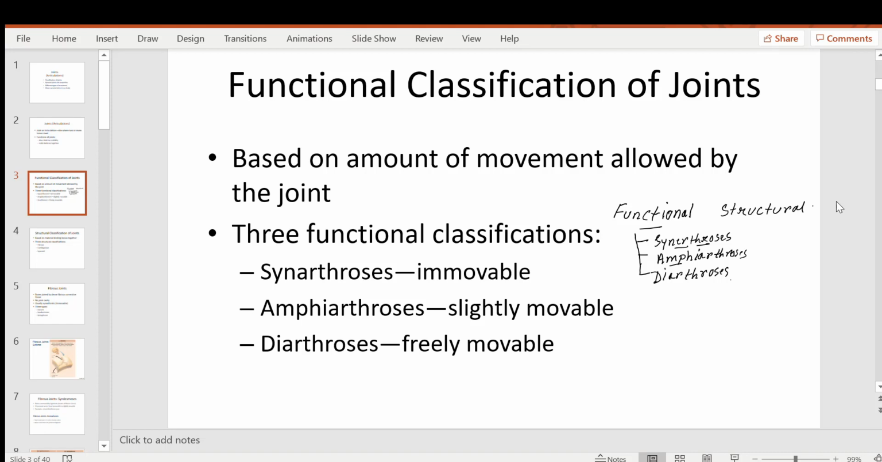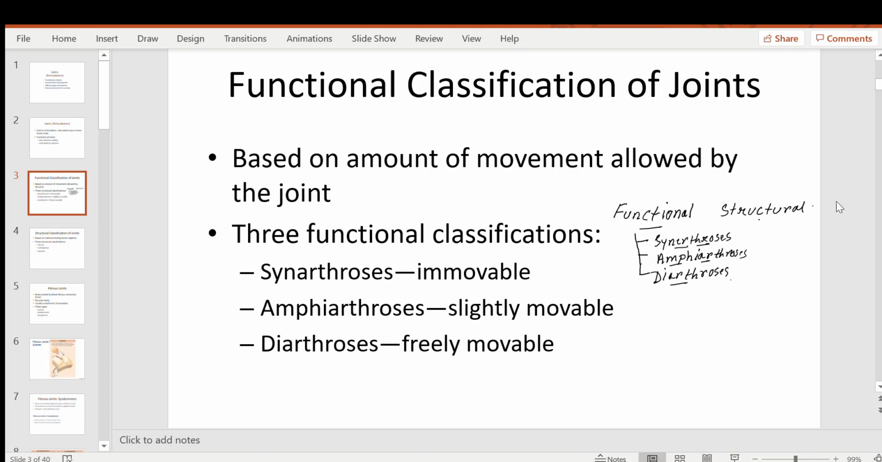Amphiarthrosis are slightly movable. Small amount of movement is possible. For example, the ribs articulate with the sternum in the thoracic cage, and when you breathe, your ribs move slightly. So amphiarthrosis. Diarthrosis are the joints where plenty of movement, a lot of movement occurs. For example, your shoulder joint, knee joint, ankle joint, elbow joint. So those are the diarthrosis.